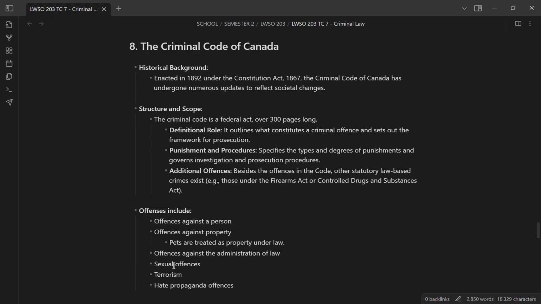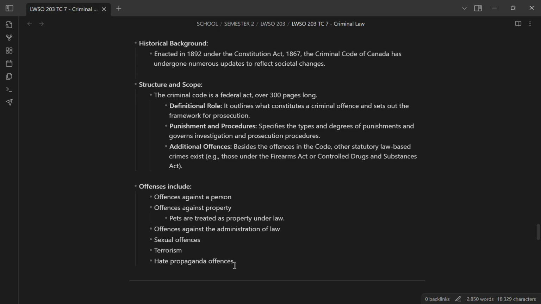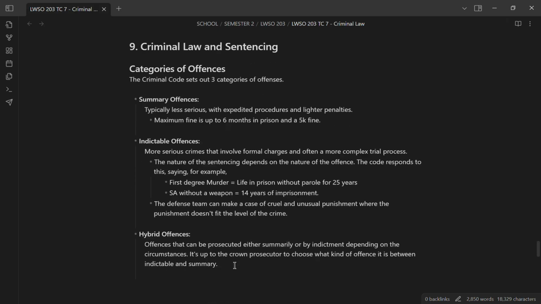Pretty basic. Again, enacted in 1892 under the 1867 Constitution Act. Bunch of changes, 300 pages long, federal act. It has a role for outlining criminal offenses, specifies different kinds of punishment, investigation, whatever it may be. There's a bunch of different kinds of legislation, right? Like Firearms Act, controlled drugs and substances, and naturally the offenses include what we know to be offenses.